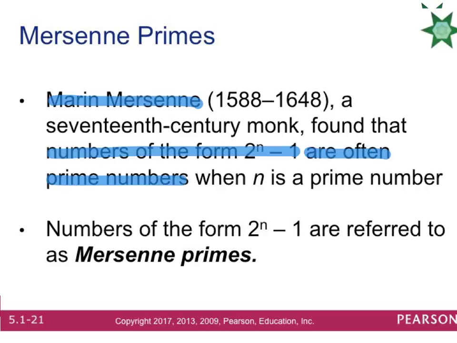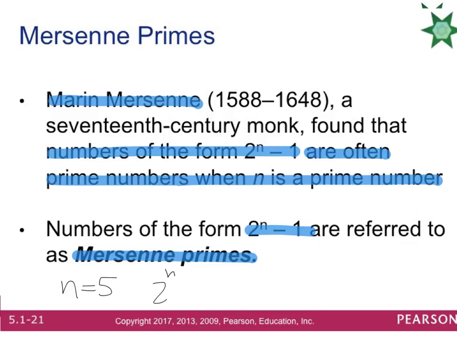Okay, when n is a prime number, we call these Mersenne primes: 2 to the n minus 1. So let's do a simple example. Let's say n is 5. We know 5 is a prime number. If we take 2 to the 5 minus 1, which is 32 minus 1, that is 31, which is also a prime number.